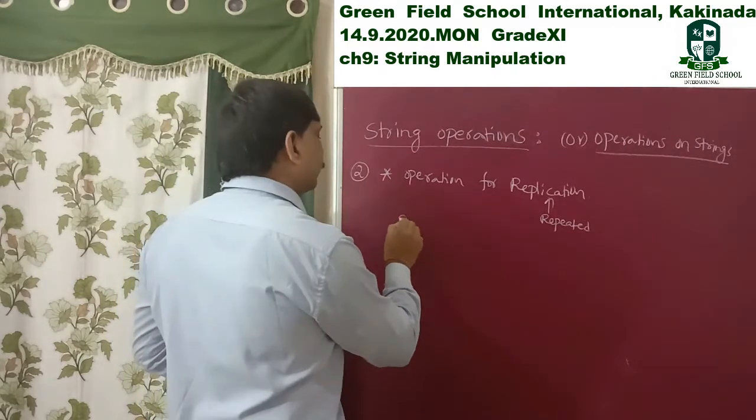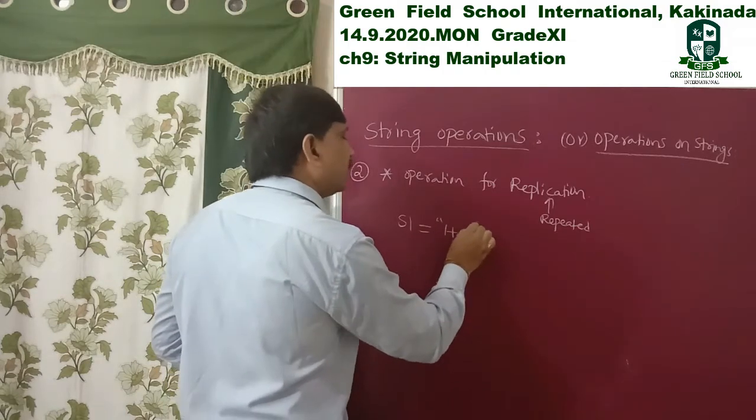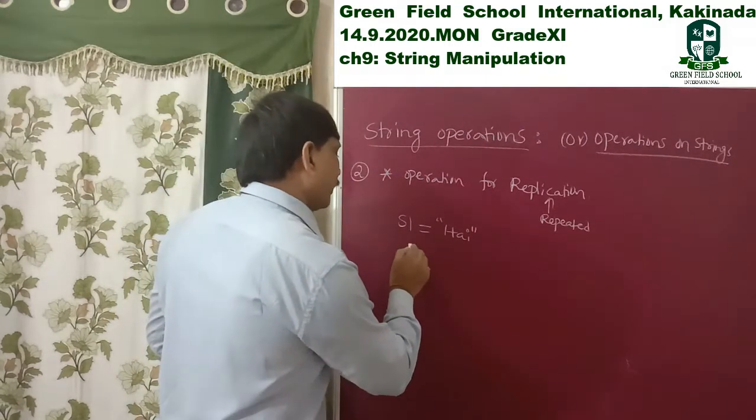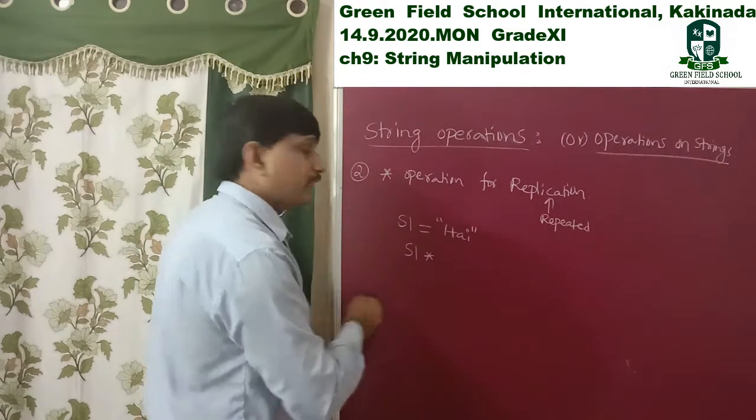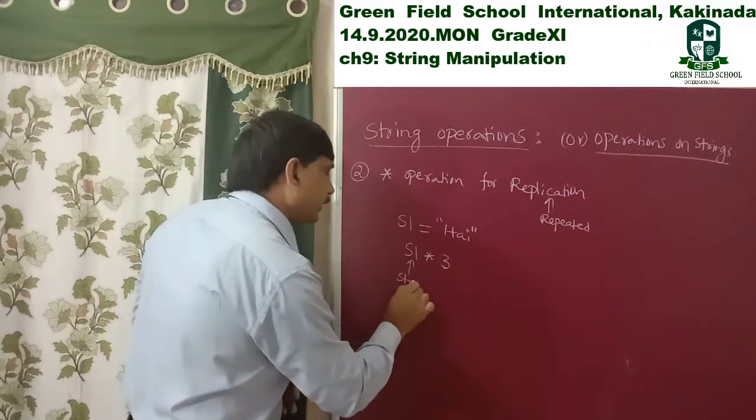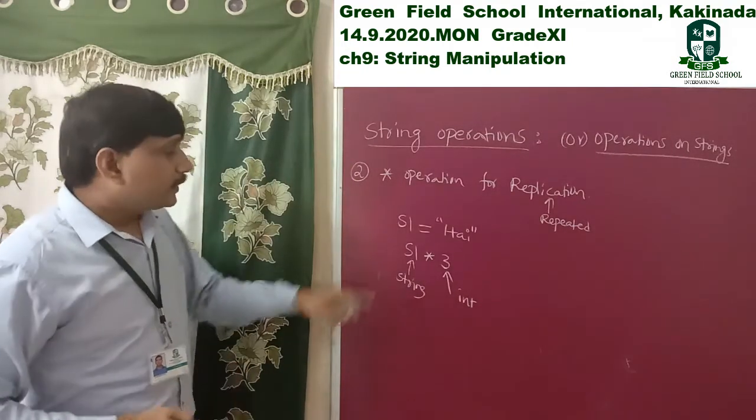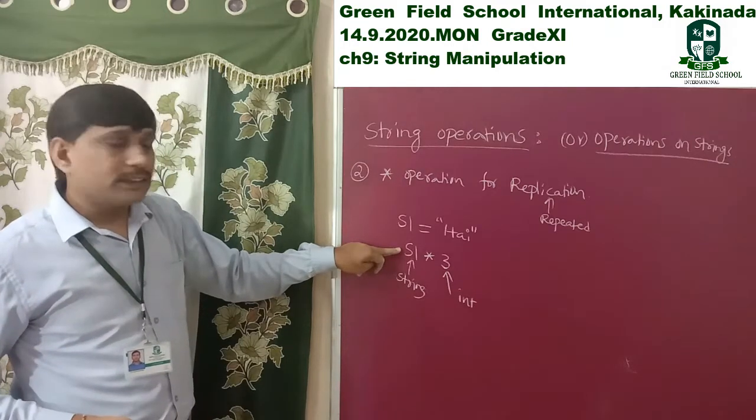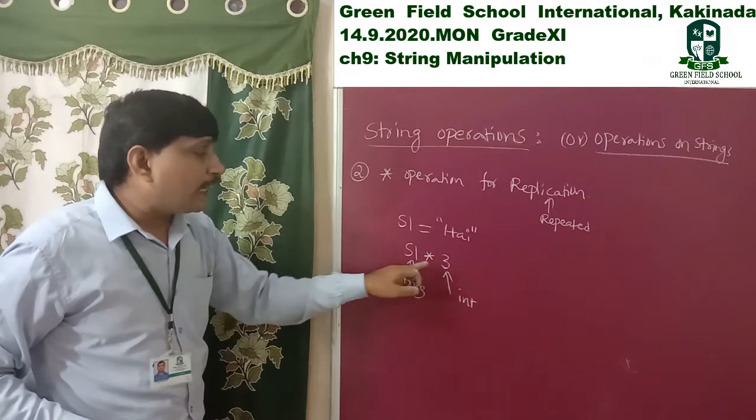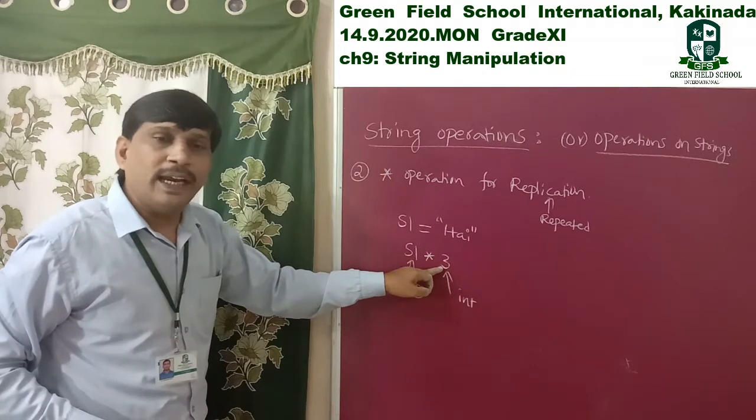See, first I write S1 is equal to hi. I take one example here. S1 is equal to hi. Then I write S1 star 3. This one is a string and this one is an integer. Observe this point: the first operand is a string and the second operand's data type is integer. When we apply the star operation, S1 is repeated 3 times.